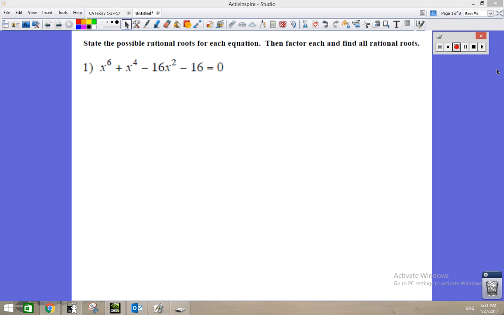Let's take a look at this rational root theorem that allows us to list the possible rational zeros for a function. We want to look at the constant term and list its factors. And these will all be plus or minus.